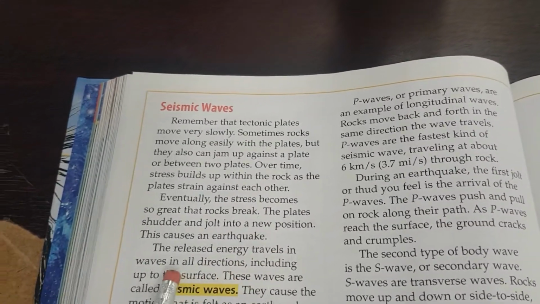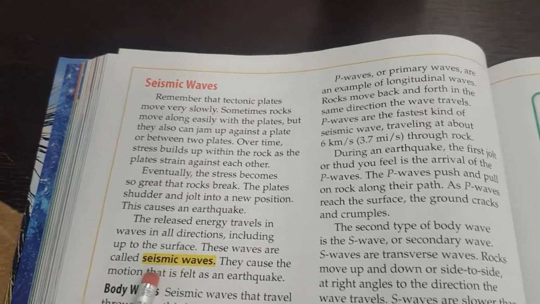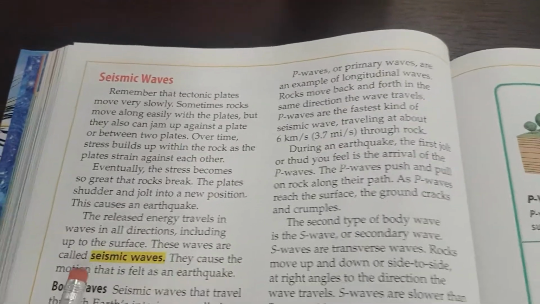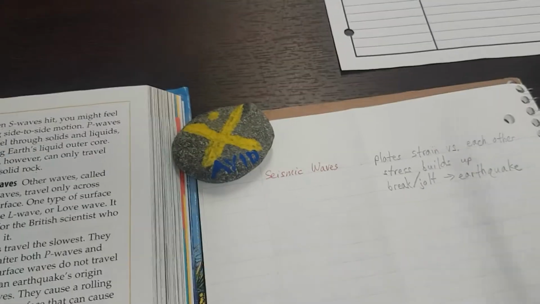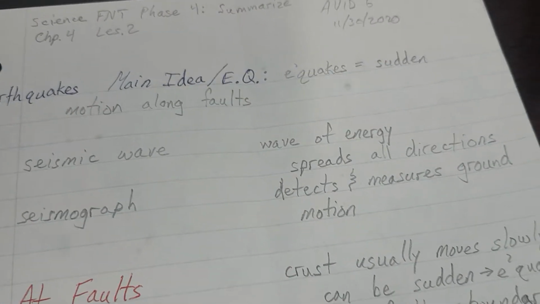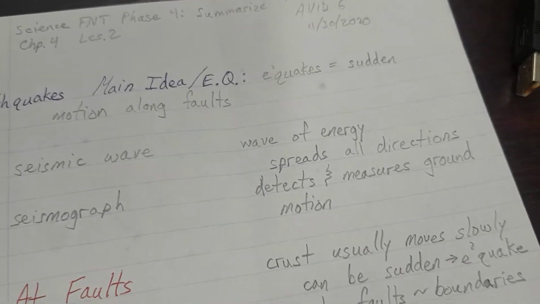The released energy travels in waves in all directions, including up to the surface. These waves are called seismic waves. They cause the motion that is felt as an earthquake. Okay, so that's the name of this section, and we had a vocabulary term on the front. Seismic wave. Wave of energy, spreads all directions, detects... Oops, not seismograph. Okay, stop there.